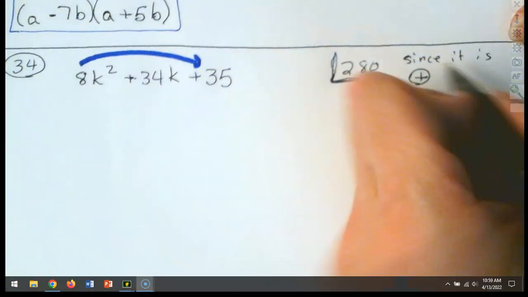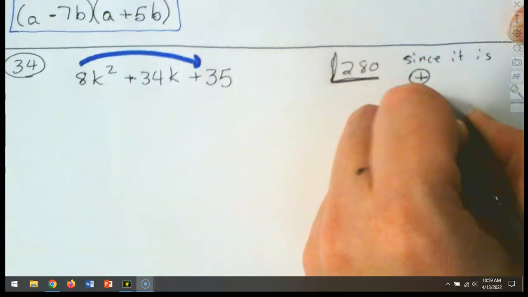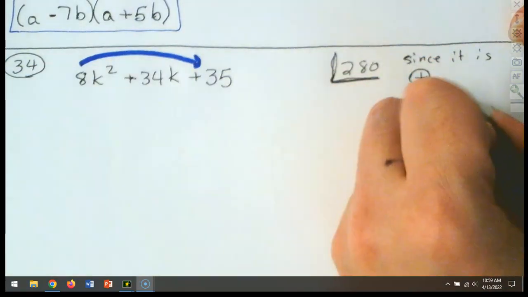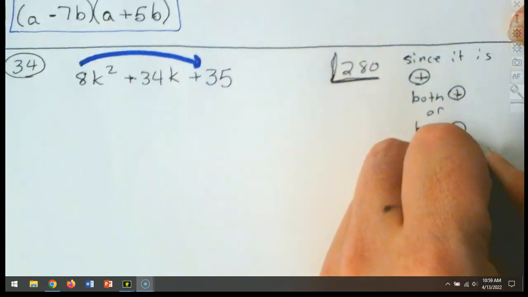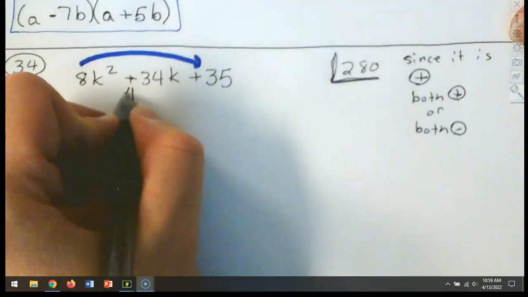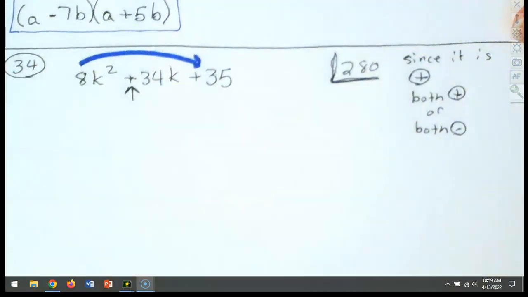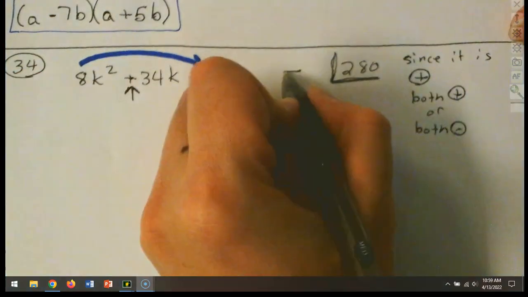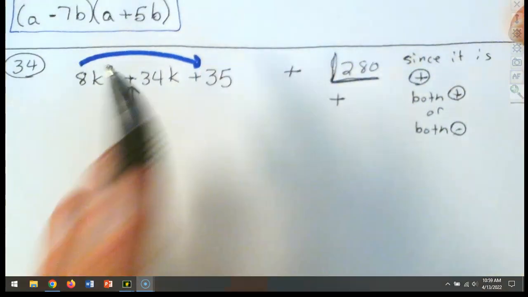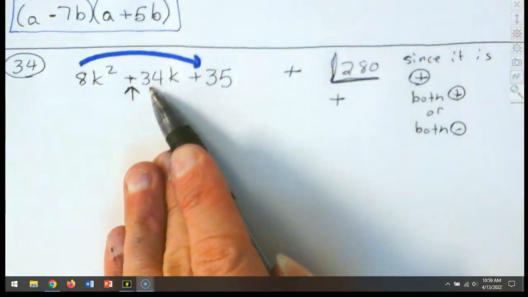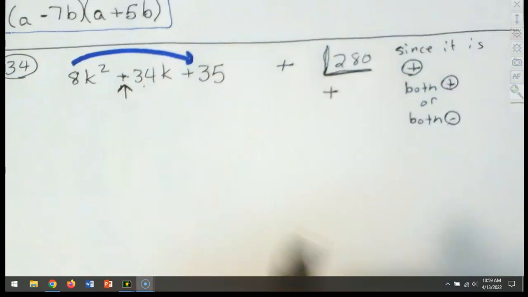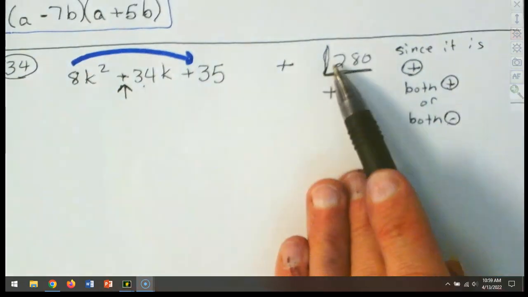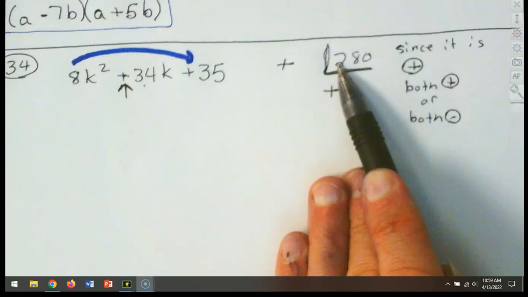They either are both positive or both negative. What's the sign in the middle? Right in the middle is a positive. So that tells me that my two numbers are positive. Now, if this would have been a minus 34, then they would both be negative. But ours is positive, so they're both positive. Why are they both the same? Because this 280 is positive.